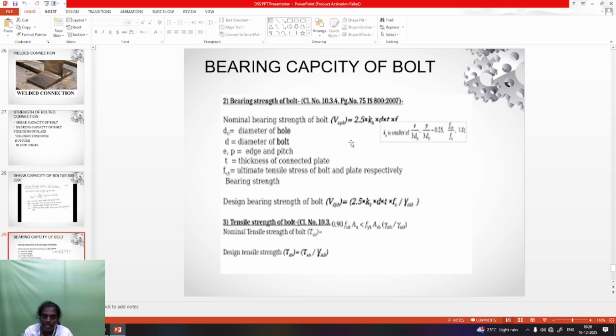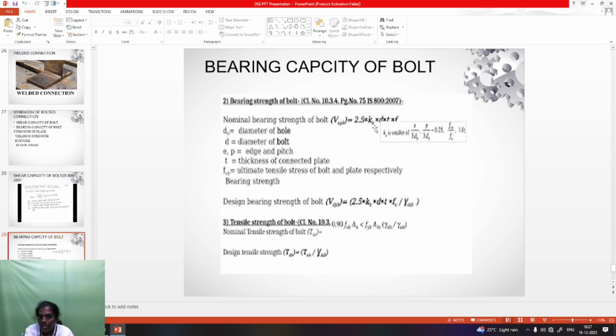The next one is bearing failure. Bearing failure is also considered in your bolt connection. If the bolt is bent, or any bolt changes shape, it must resist the bearing failure. First you calculate the bearing capacity. Nominal means the safety factor is not applied. Only the permissible bolt distances are taken. The formula is 2.5 kb d t fu.